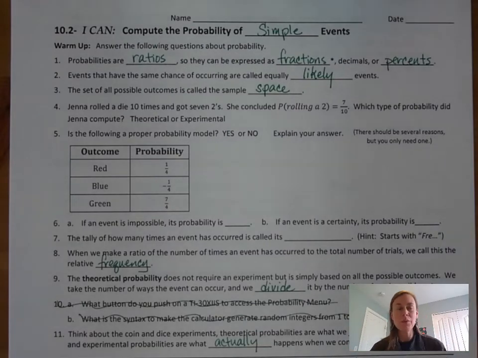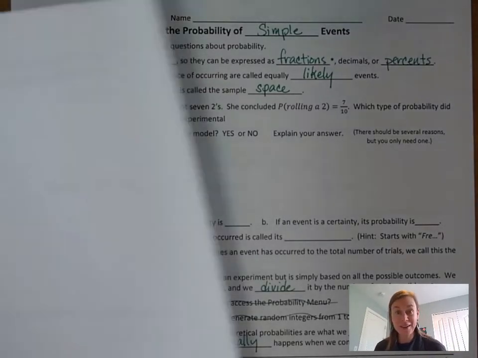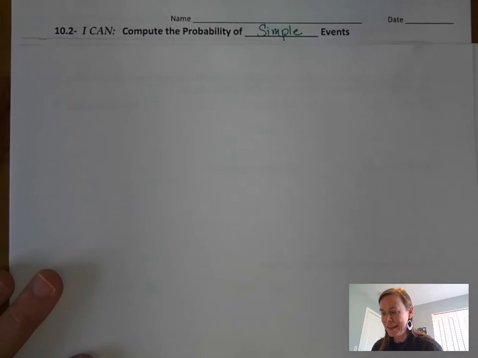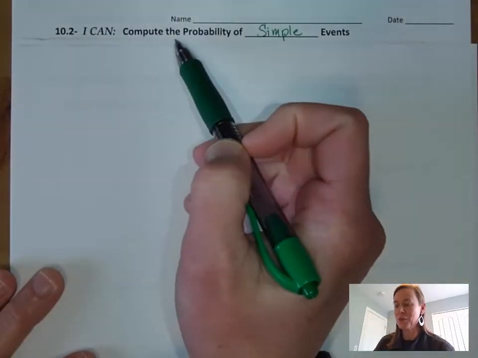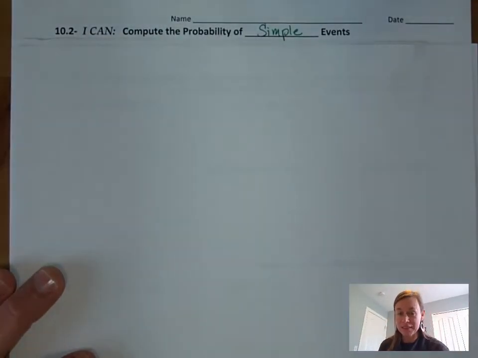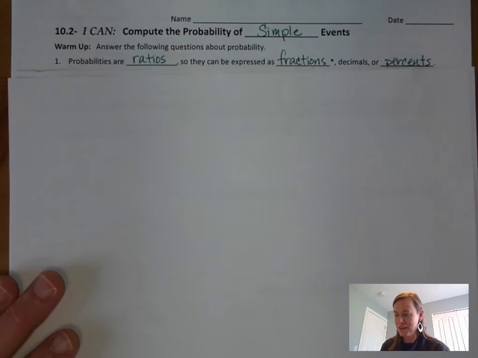So let's start with a warm-up where we talk about a bunch of those vocabulary words that we learned yesterday. So first of all, we have our I can statement. Our I can statement today is I can compute the probability of simple events. Okay, so first question here.